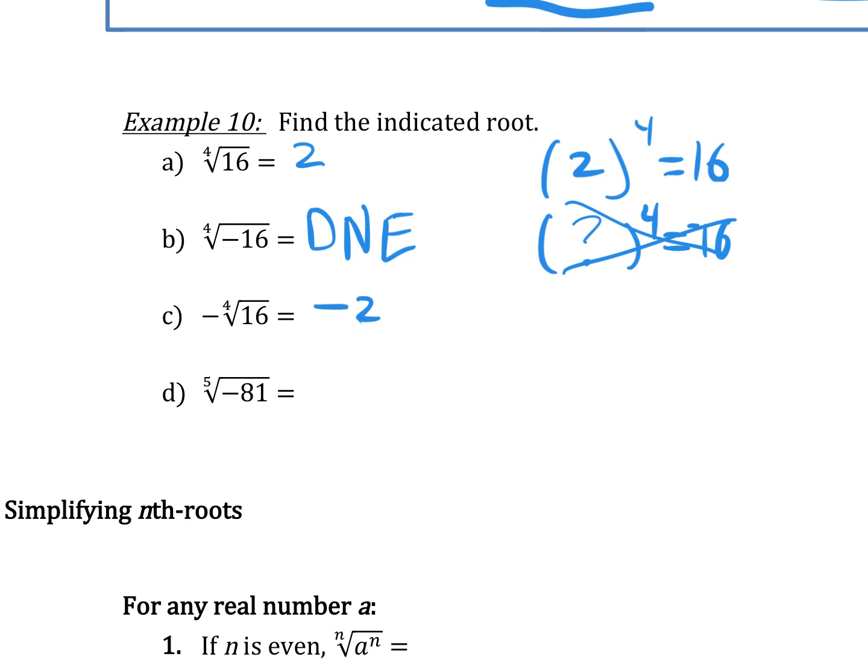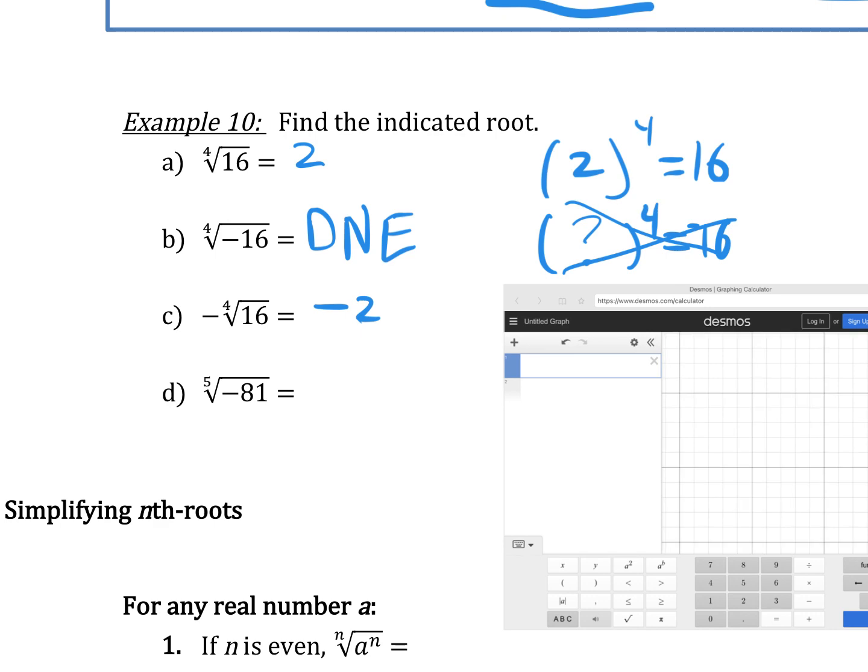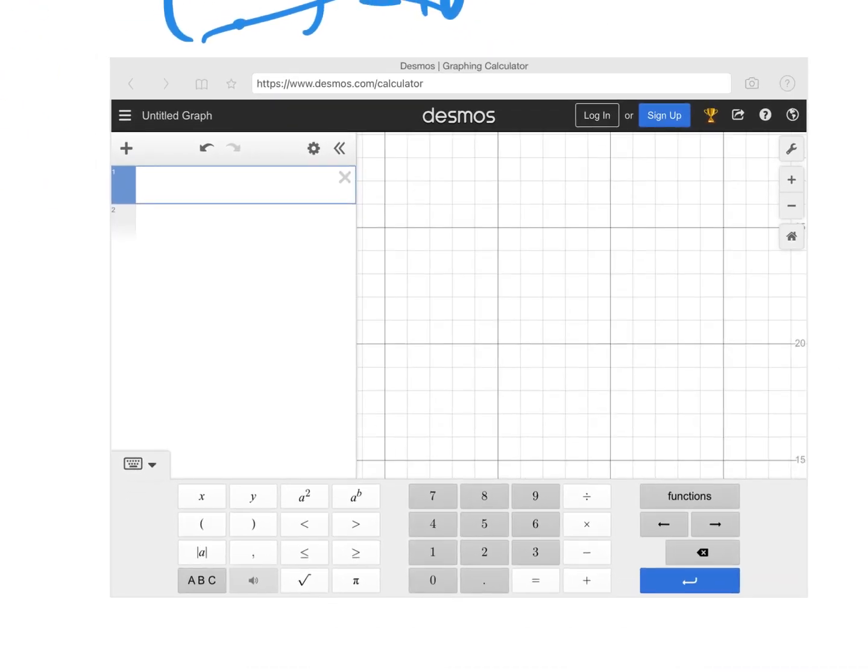Okay. And what about a fifth root? Can we take the fifth root of negative 81? Well, we can, because we're saying what number to the fifth power equals negative 81? Well, 3 to the fourth power is 81. Does this exist? It does, and we can come down here to our calculator. You can use Desmos or you can use your other calculator.